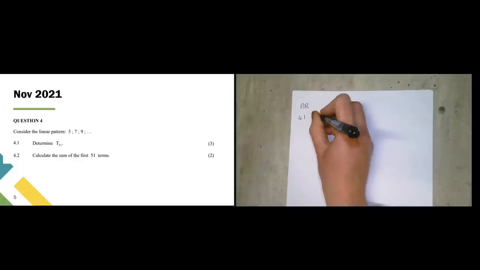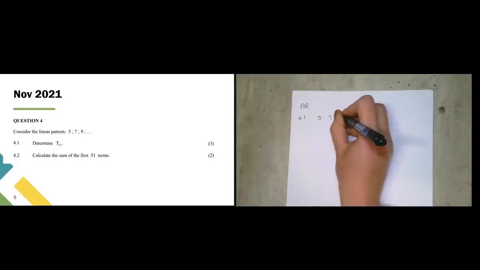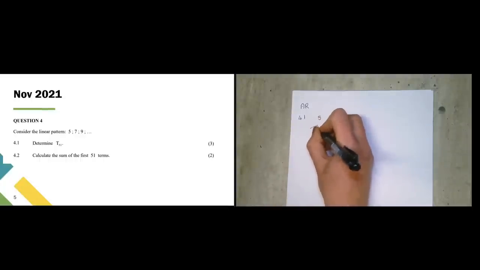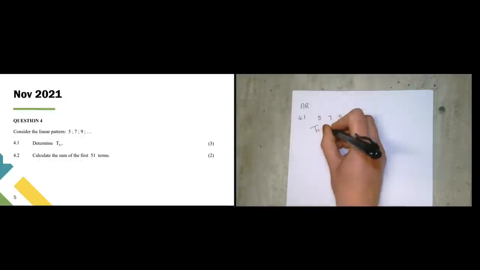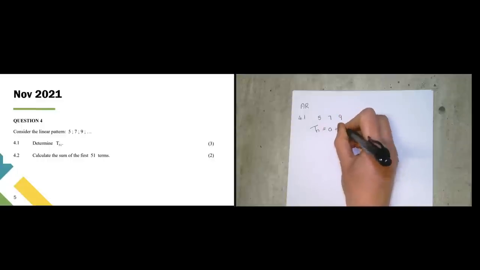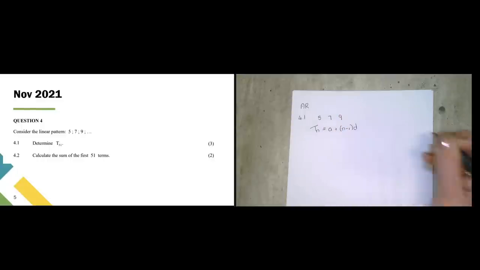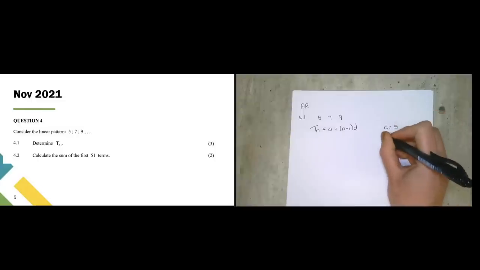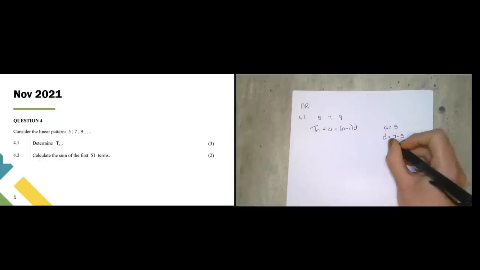So let's write down what we have. 5, 7, and 9. I must get the term, so I know it's the term formula. Tn equals A plus, in brackets, n minus 1 times d. Let's do a shopping list on the side. What do we know? A, my first term is 5. D, what is my constant difference? How do I do that again? Second term minus the first. 7 minus 5, my constant difference is 2.